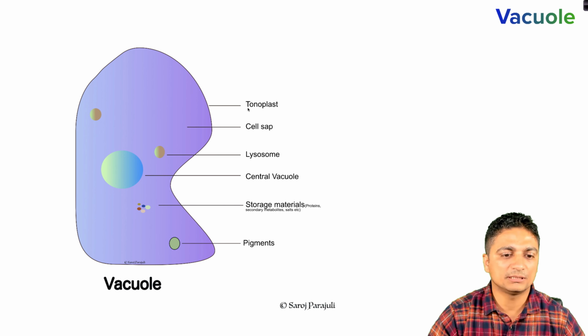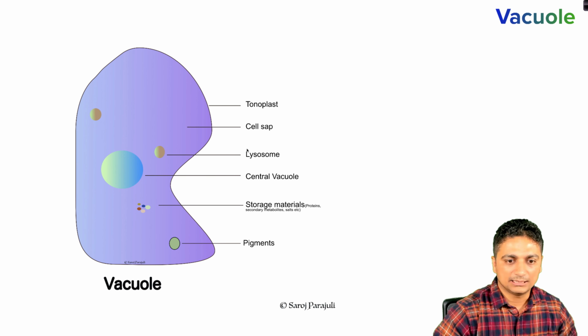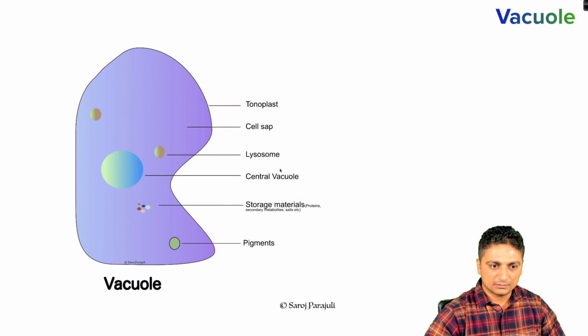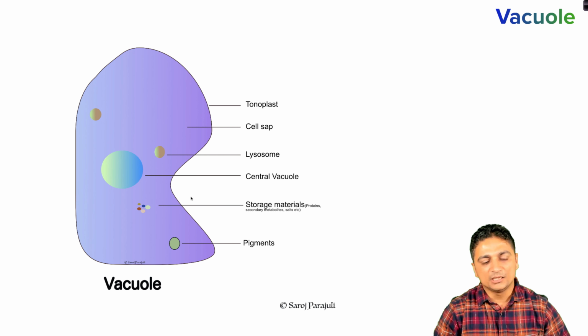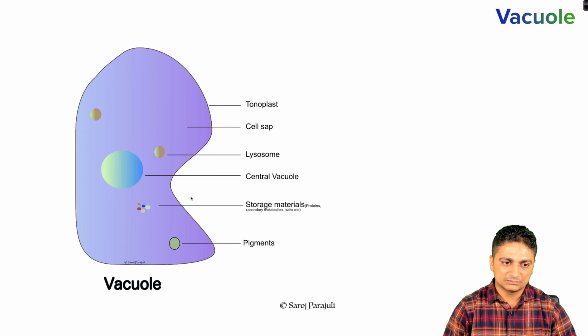Vacuoles are the biggest cell organelle in plant cell. It covers more than half of the plant cell, and it is a membrane bound organelle, and it has pigments, it has storage materials like proteins, secondary metabolites and salts, and it has a central vacuole, it has lysosome, it has cell sap, which is the aqueous fluid, and the tonoplast is the outer membrane of the vacuole. Vacuoles are sometimes formed by fusion of multiple vesicles, and it helps to maintain the turgid structure or shape of the cell.